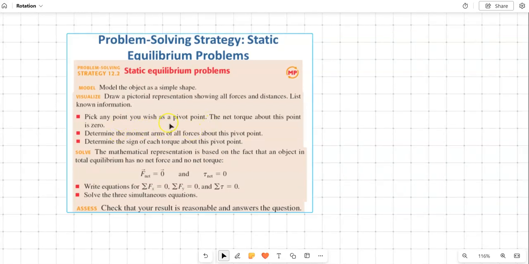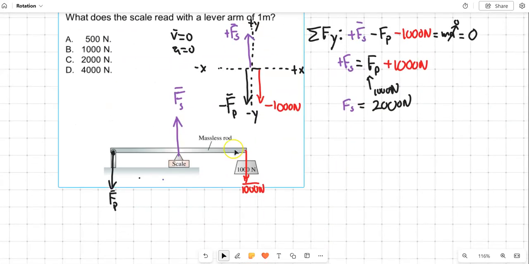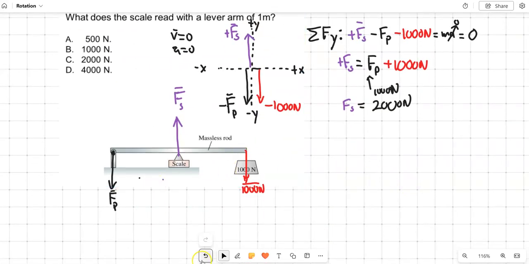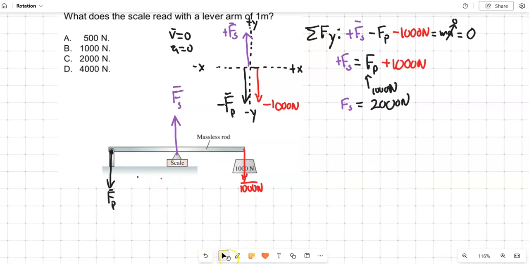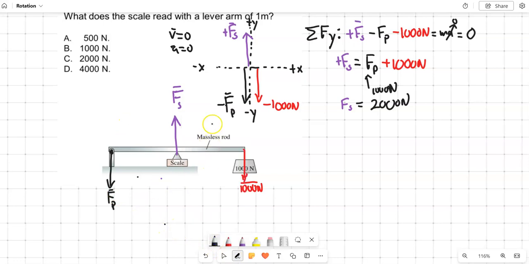And we're going to want to take a pivot point which takes some of the unknowns out of our problem and makes our problem easier to solve. So we need to choose a pivot point. Well, we're solving for F sub S. We need to keep that in the problem. And we also want to use the only number that we have, which is 1,000 newtons.